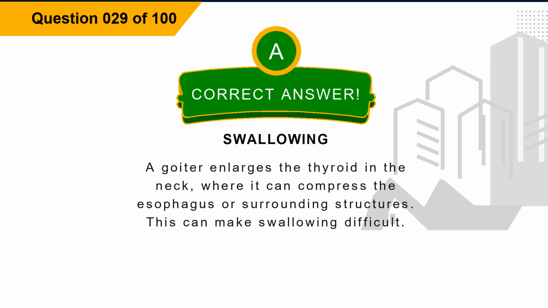Explanation. A goiter enlarges the thyroid in the neck, where it can compress the esophagus or surrounding structures. This can make swallowing difficult.